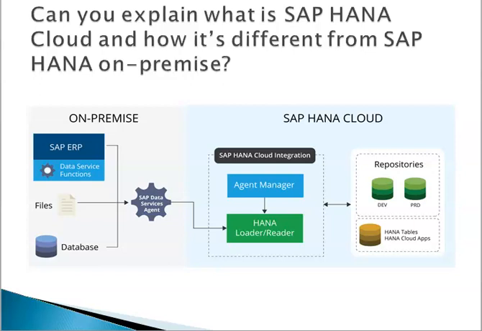SAP HANA is an in-memory column-oriented relational database system. When implementing SAP HANA, organizations have the option to choose between on-premise installations and cloud-based deployments. In on-premise installations of SAP HANA, the system is deployed in the company's own data center or on its IT infrastructure.